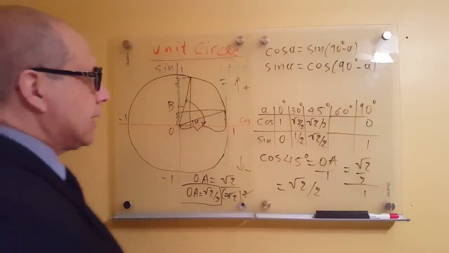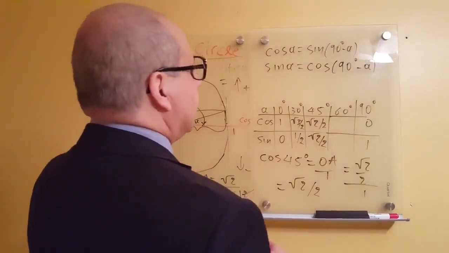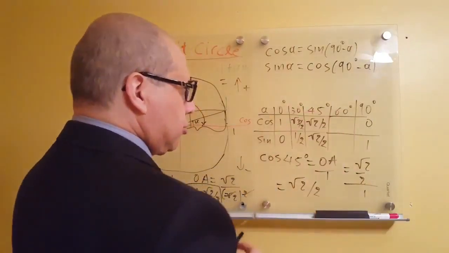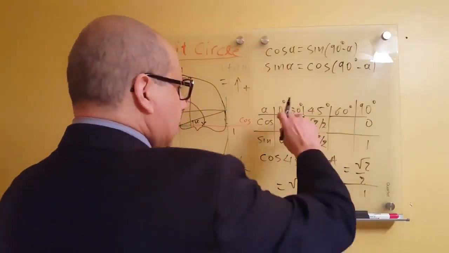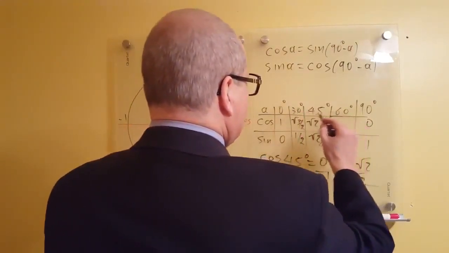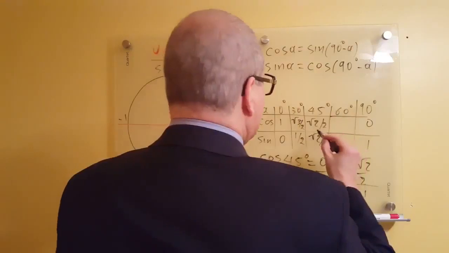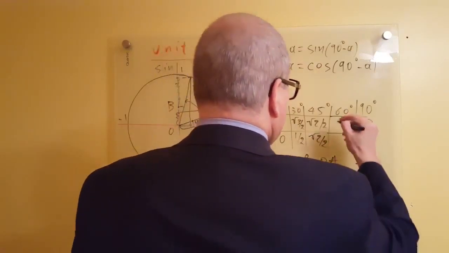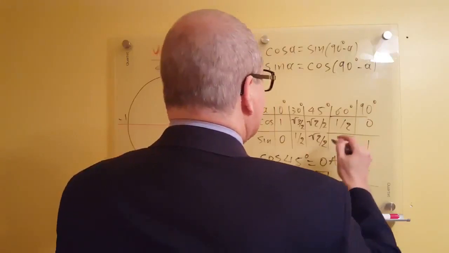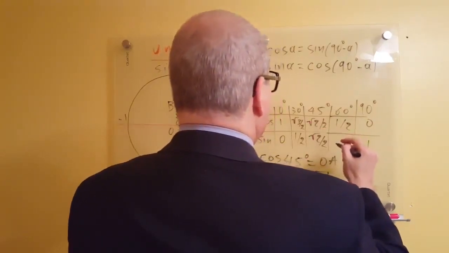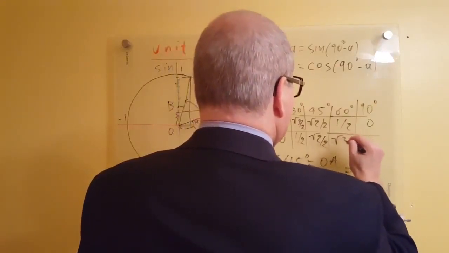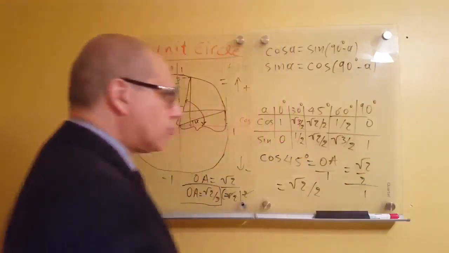So that means that since 60 and 30 sum up to 90 degrees, they have to interchange cos and sine. So that means that the cos of 60 will be the sine of 30, so that should be 1/2, and the sine of 60 will be the cos of 30, which will be square root of 3/2.